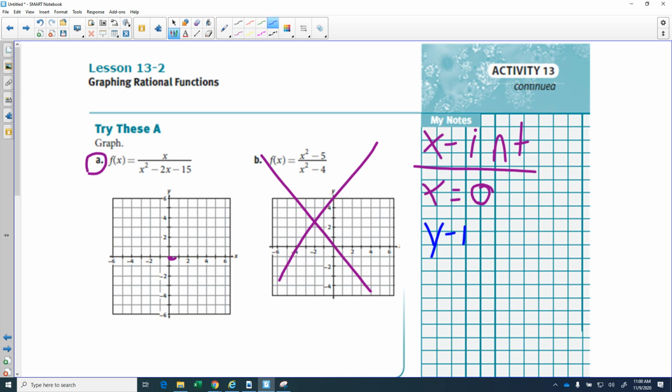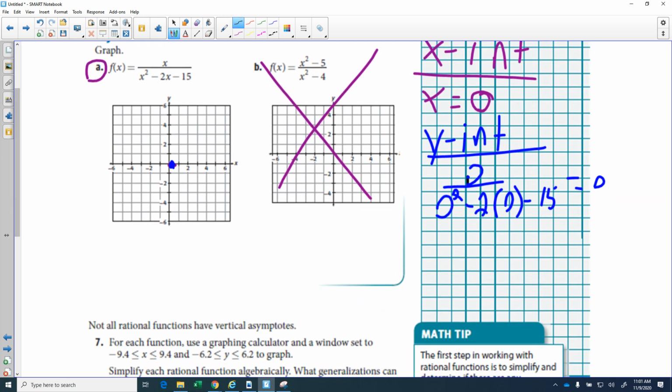Next, we go to our y-intercept. Another easy one. We just plug 0 in for x. So if I plug 0 in for x, this would be 0 over 0 squared minus 2 times 0 minus 15. If I work this out, I would have 0 over negative 15, which is going to come out to be 0 as well. So I actually also have a y-intercept at that coordinate right there.